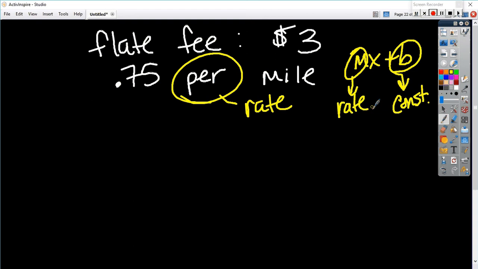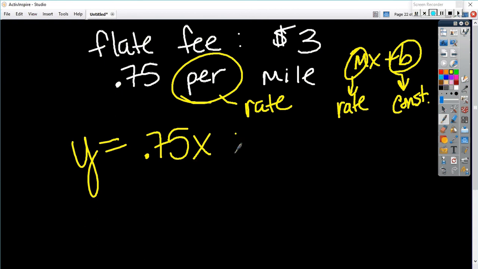So the first part says write an equation that you could use to find the cost of the taxi ride in Baltimore. And it tells you let x represent the number of miles and y represent the total cost. So if you do y equals, what's your rate? 0.75x plus 3. You're going to pay $3 regardless, and then you're going to pay 75 cents a mile.